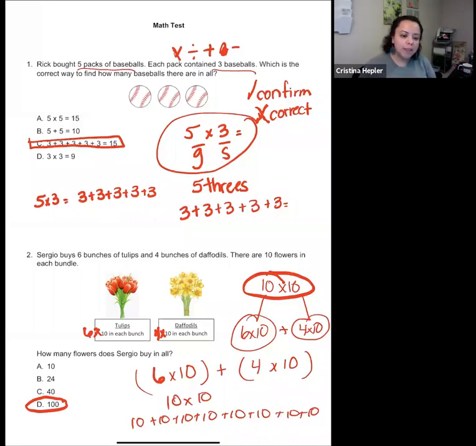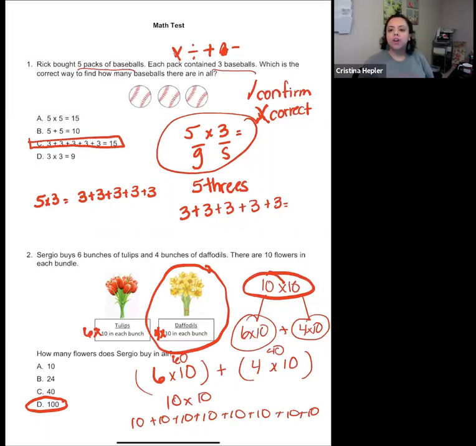So if you said that the answer was 40, you only found 4 times 10, and that was not the only step you had to find. You had 2 steps, which was to add 40 plus 60, because 6 times 10 is 60, 4 times 10 is 40, 60 plus 40 is 100.